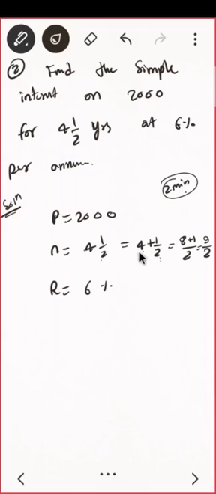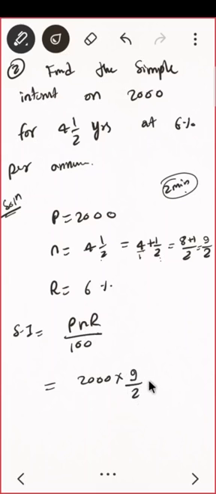So how do you solve this? 8 plus 1 upon 2. That is 9 upon 2. And R is 6%. So let us put it in the formula. What is the formula for simple interest? That is P N R upon 100. That is 2000 multiplied by what is N? Your N is 9 by 2 now. So it is 9 by 2 multiplied by what is your R? R is 6 and I'm putting divided by 100 here.